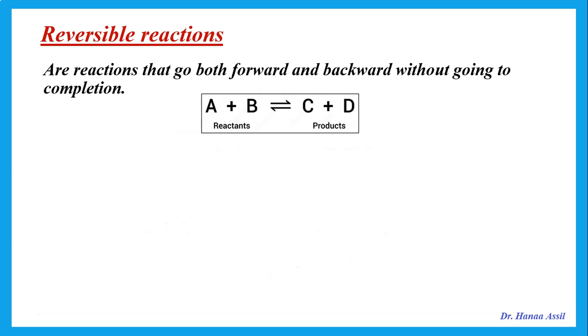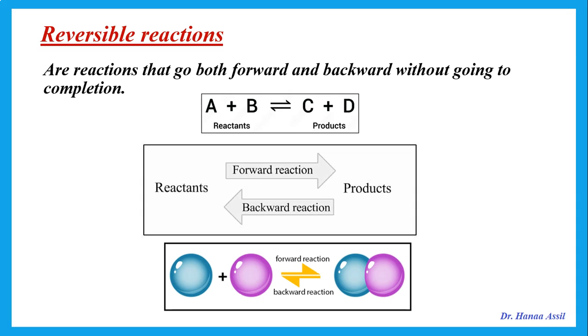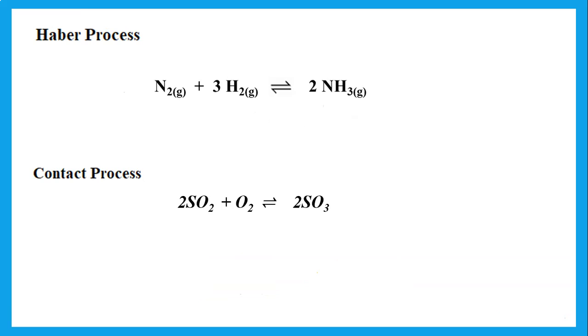But some reactions are reversible. Reversible means the reaction goes both forward and backward without going to completion. So the reactants react to form products, but then the products break up to form reactants again, and then the reactants react again to form products, and so on.